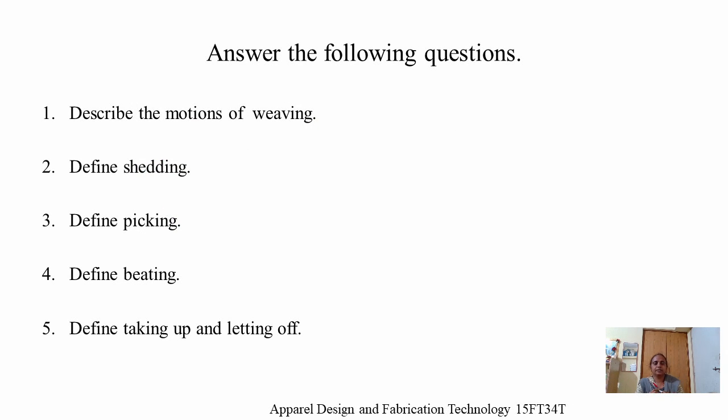You have to answer these questions. First question is, describe the motions of the weaving: define shedding, define picking, define beating, define taking up and letting off. All these cover the motions of the weaving. These are the shedding, picking, beating, taking up and letting off. All complete the weaving process, that is the motions of the weaving.